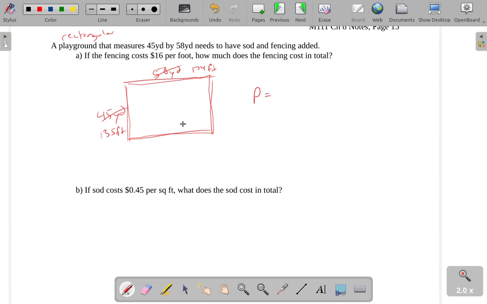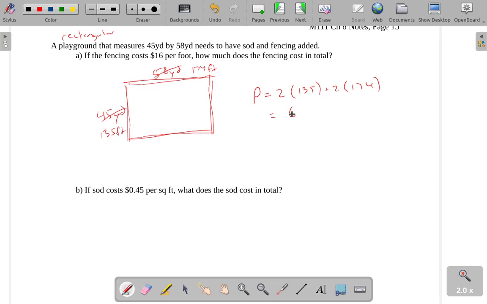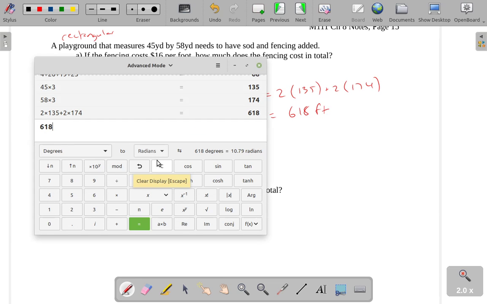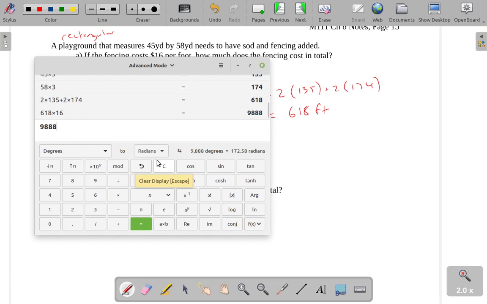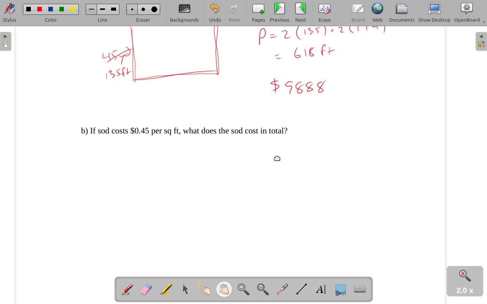And to find the perimeter, we could just add these numbers together, or we could use the formula 2 times 135 plus 2 times 174, which gives us 618 feet. So that means the perimeter of this playground is 618 feet. If the fencing costs $16 per foot, we multiply that by 16, and we get $9,888. That's how much it would cost to fence this particular playground.